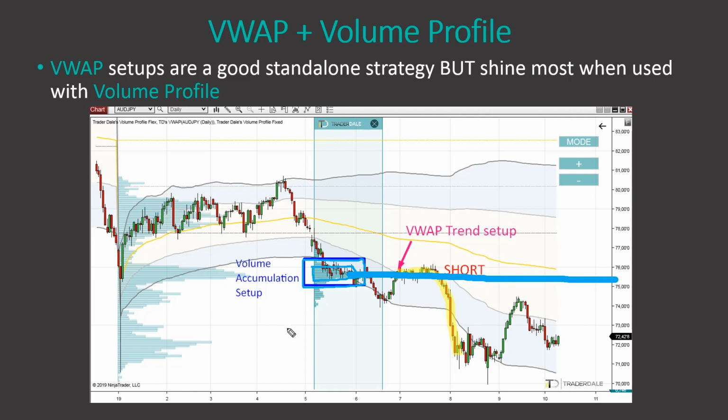So this is what the volume profile tells us. Now, let's have a look at the VWAP. This is a daily chart and this is a yearly VWAP. And let's have a look at the first deviation. Because in here, the first deviation is going downwards, which means downtrend. And when there is a downtrend, you're looking for the trend setup on VWAP.